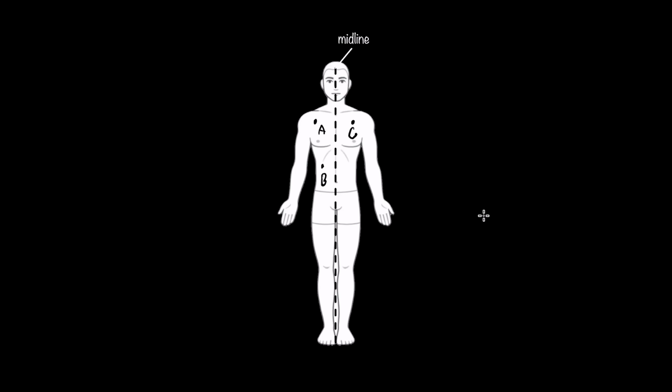Finally, we have ipsilateral and contralateral. Ipsilateral means when two structures are on the same side of the body. For example, mole A and mole B. They're on the same side, so they're ipsilateral to each other. While A and C or B and C are contralateral to each other because they're on different sides of the midline.